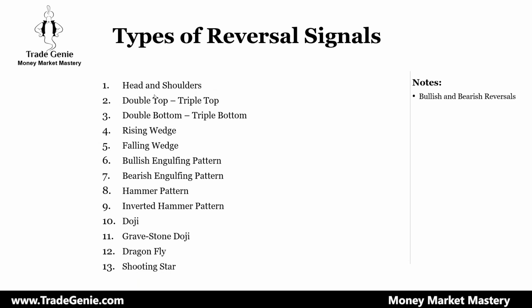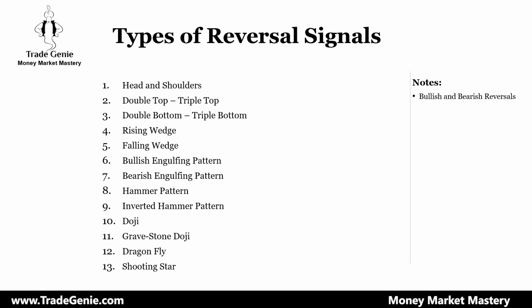So: head and shoulders, double top, double bottom, triple bottom, rising wedge, falling wedge, bullish engulfing pattern. Rising wedge and falling wedge, one of them is bullish and one is bearish. Bullish engulfing pattern, bearish engulfing pattern. So what else is happening when the engulfing is happening? Hammer pattern. When a hammer candle appears, what else do you need to know?